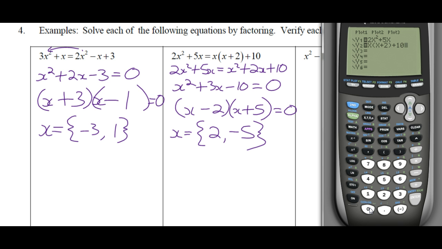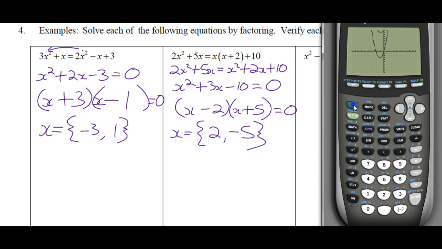When I hit graph, these lines should intersect when x is 2 and negative 5, right? So I should be able to look at negative 5, count over the ticks. It's just going to be a standard window, Zoom 6. So 1, 2, 3, 4, 5, they should intersect here. Now you can see this graph is way up here, and they should intersect here. Okay, well, I can't quite see that, so I need to set the window.